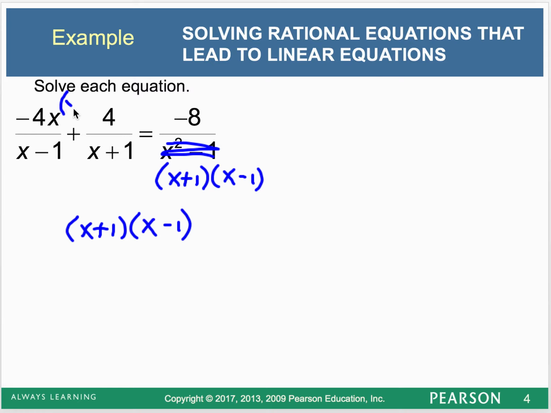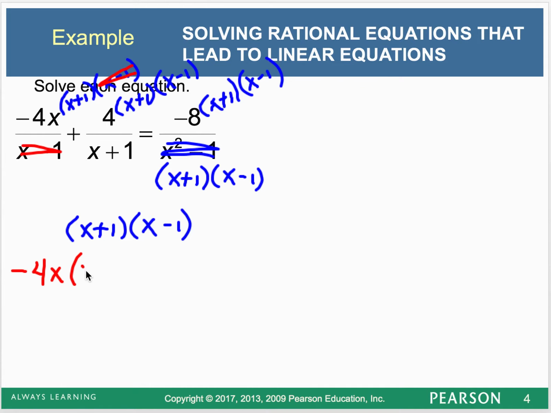So up here, everything gets multiplied by x plus 1 times x minus 1. Right here, I can cancel out that x minus 1. And all that's going to be left then is negative 4x times x plus 1.